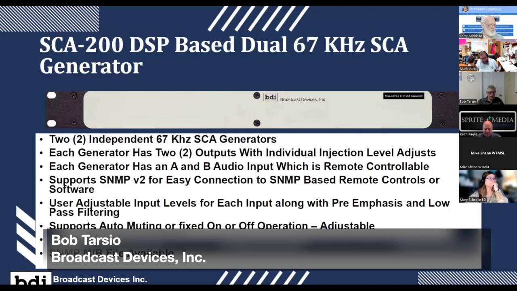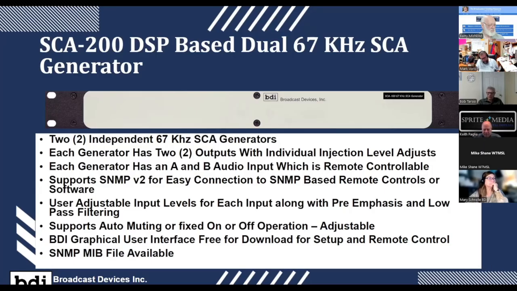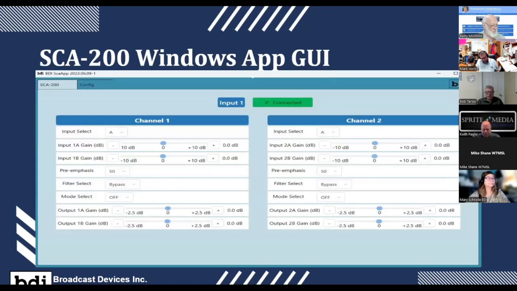So what's left here? Well, we have a graphical user interface, which I'm going to show you, and this is also an SNMP capable device, so you can connect this up to your remote control for controlling and getting status back from the unit. But there's also a GPIO. So the GUI looks like this. We call it channel 1 and channel 2, but that's really SCA generator 1 and SCA generator 2.